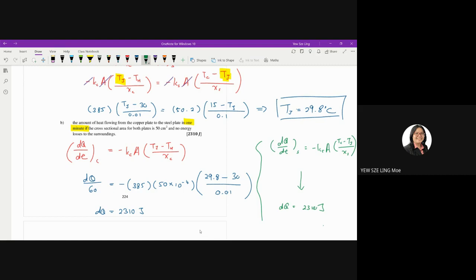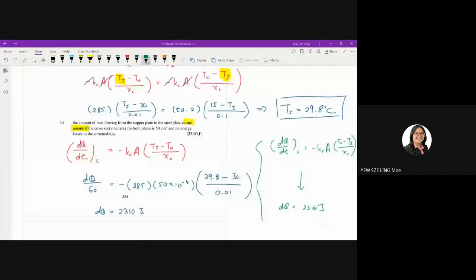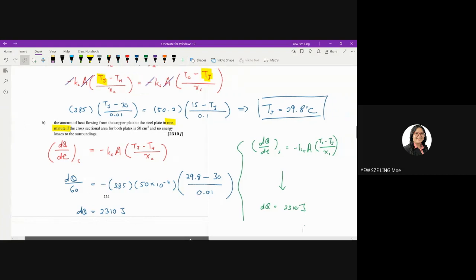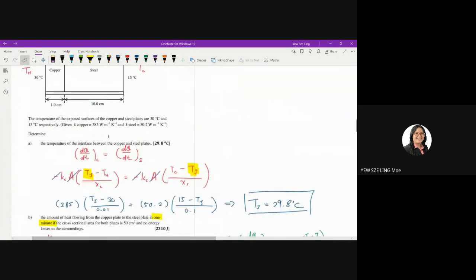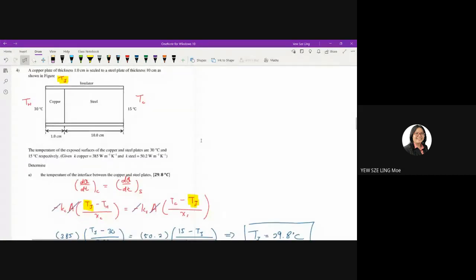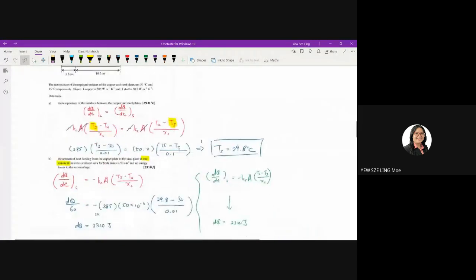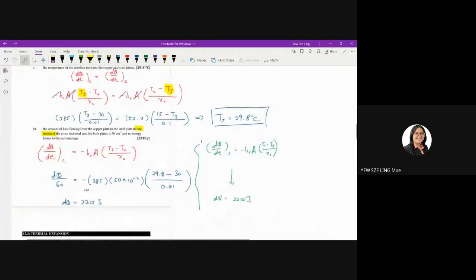Because now they are in a steady state. Both rods are in a steady state. So even if the question didn't tell you anything about steady state, in your syllabus you assume it is in a steady state. That is the assumption in your syllabus.